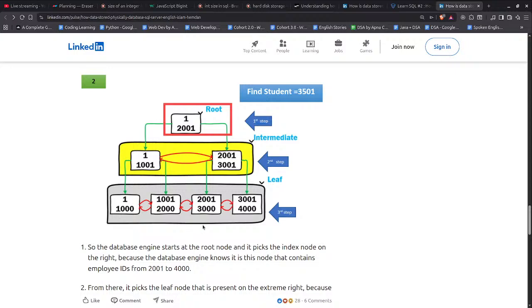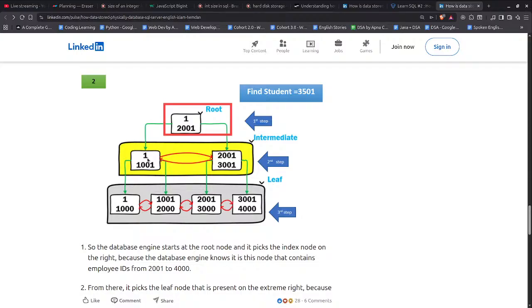So ultimately, everything starts at the root level, and then we have the intermediate level, and at the end we have the leaf level. The leaf level is the level that actually contains the data. This is the root level, and it has the ID, suppose, 2001. That's the range. If something less than 2001 comes, it goes to the intermediate level. The intermediate level has the data between 1001 to 2001, and the second one has 2001 to 3001. So this gives us the range.